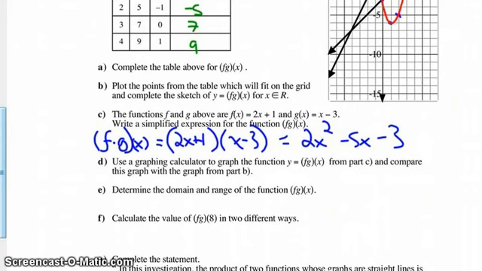So it says use a graphing calculator to graph the function f times g of x from part C and compare it with the graph from part B, and we'll see that that should be the same. Determine the domain and range of f times g of x. So you're going to have to use the max or min function of your calculator and find that minimum value.